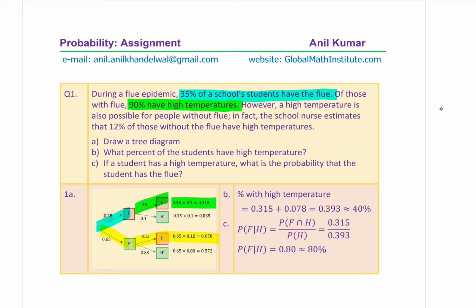Now let's answer part B, which is: what percent of students have high temperature? So when we say high temperature, we have to look into these two groups, those with flu and those without flu. So basically we can just add them up and then we get a value which is 0.393, approximately 40% have high temperature.